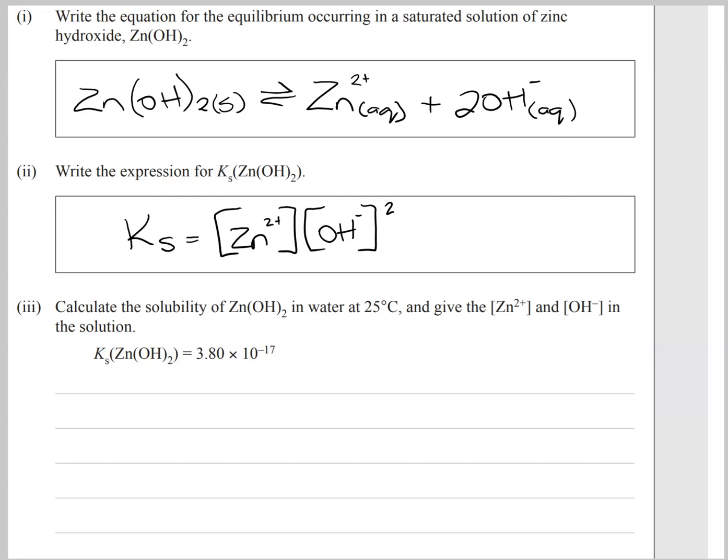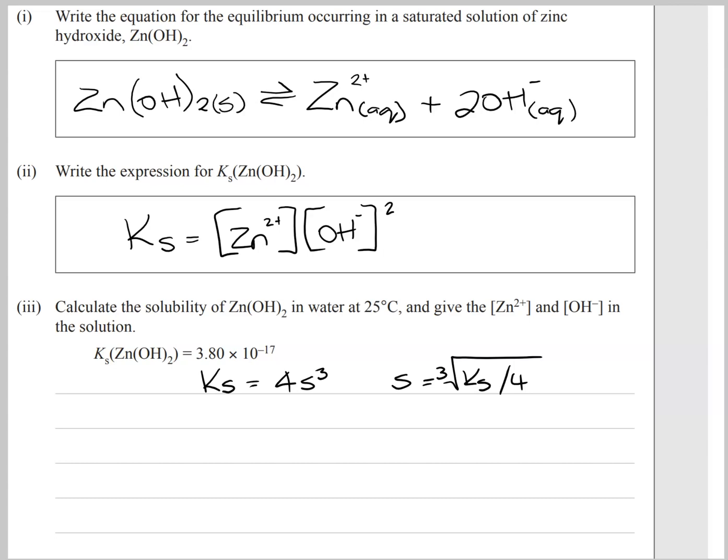The next part of the question is to calculate the solubility of zinc hydroxide in water and give the zinc 2 plus and hydroxide ion concentrations in the solution. Now you could, and I actually would recommend that you do this, I'm just not going to write it all down. I recommend that you go, okay, well let's let the concentration of zinc 2 plus be S and the concentration of hydroxide be 2S. But you could jump straight to the formula which is on your formula sheet, which says Ks equals 4S cubed. Therefore, S equals the cubed root of Ks divided by 4.